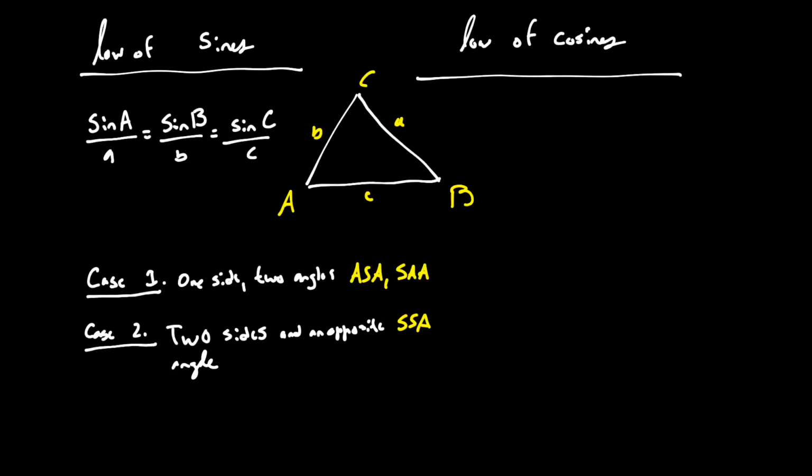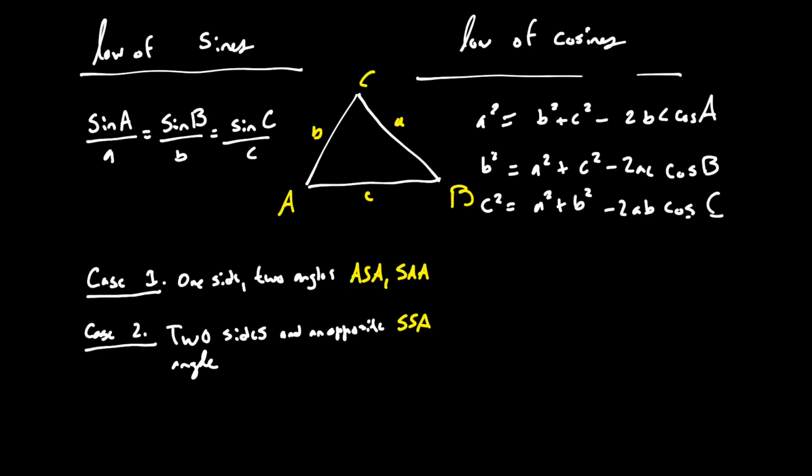On the other hand, the law of cosines is a generalized Pythagorean theorem, which again is given by the following equations, and the law of cosines will be helpful for solving the remaining two cases. Either we know two sides and an angle between them, or we know all three sides.